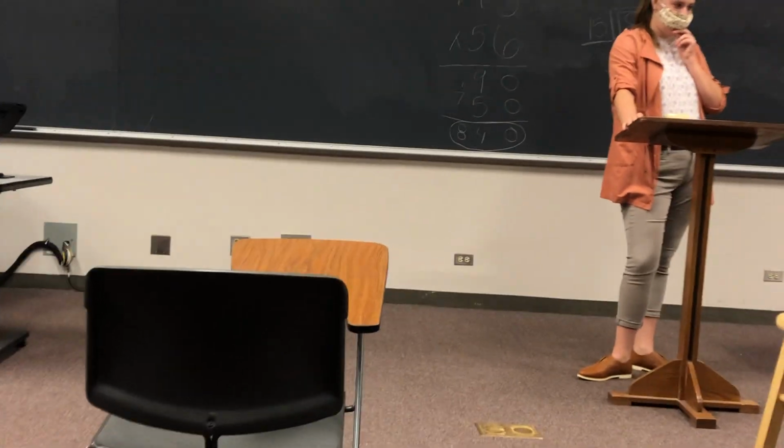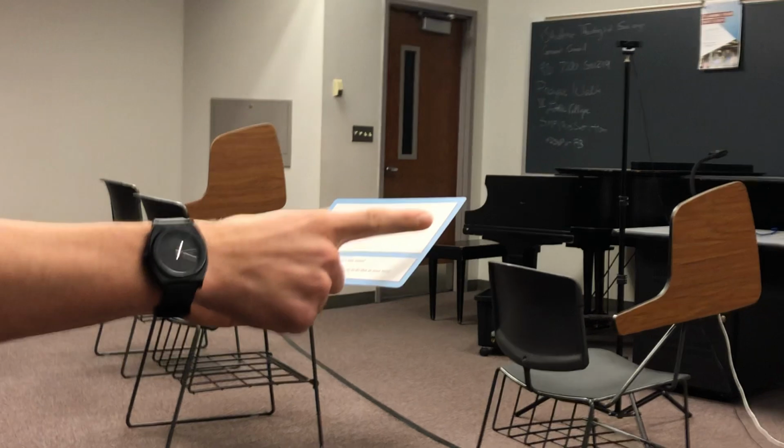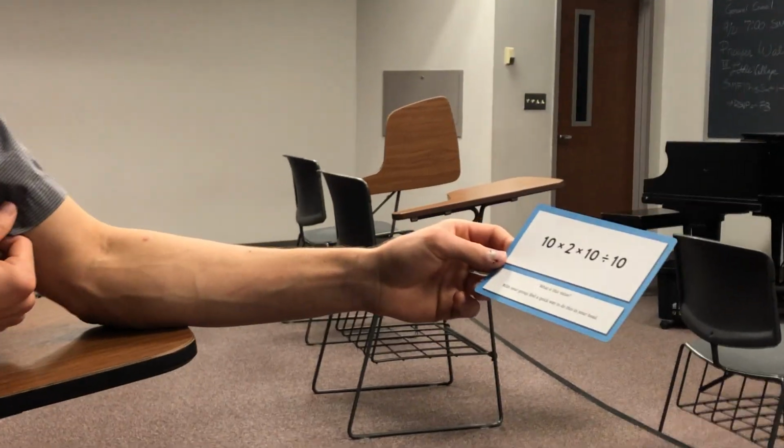Find a quick way to do this in your head. Well, maybe we could cross out these ones, right? Because we know they just canceled out. So we just ignore that portion and we just do the first one. Yeah, 10 times 2. And that's all we have to do. I'm going to give you guys 10 more seconds.